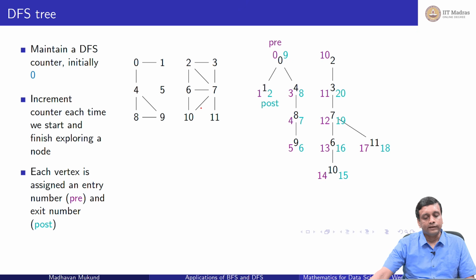3 is exited with 20. And finally, I come back to 2, and the other vertices which are neighboring 2, namely 7 and 6, have already been explored through 3. So there is nothing more to be done at 2. So I exit vertex 2 with 21.